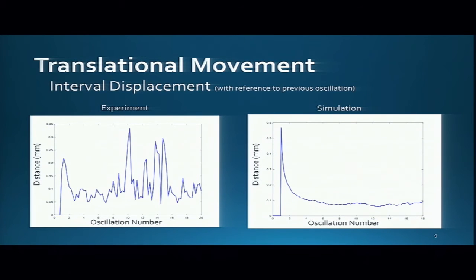And here we have the interval displacement, which is still the translational movement, but that's between each oscillation. You can see how it moves. So once again, the experimental data is a little bit noisier, but in the simulation, you can see that it starts out large and then it goes down to a steady state. So it's about moving the same distance each time.